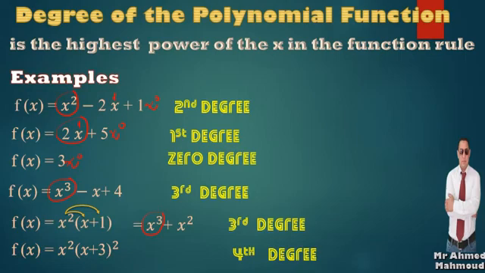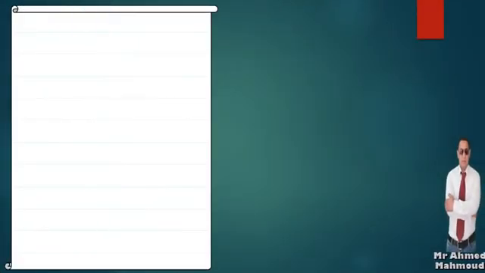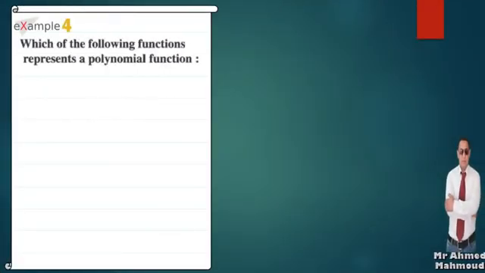The next one, let's solve some examples about the polynomial function. In this example, write which of the following represent a polynomial function and which do not. Okay, here number 1, 2x minus 5. This is a polynomial function because here we have 2x power 1 and here we have x power of 0. The powers here and here are natural. Then this rule is a polynomial function.